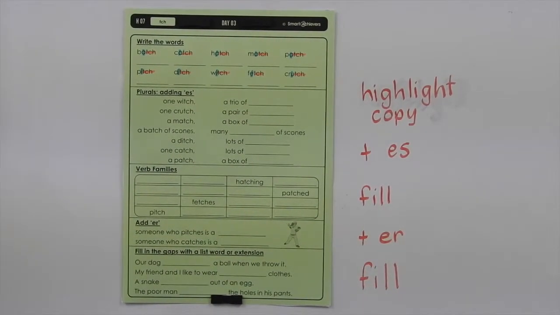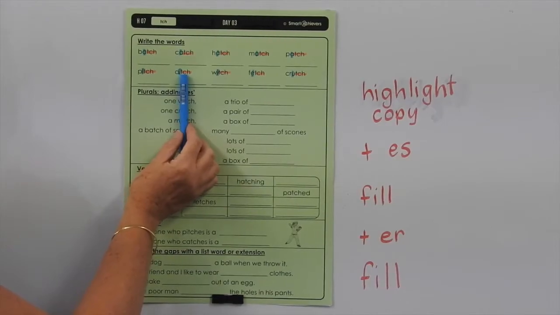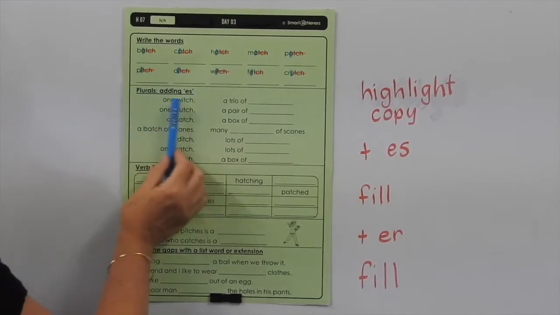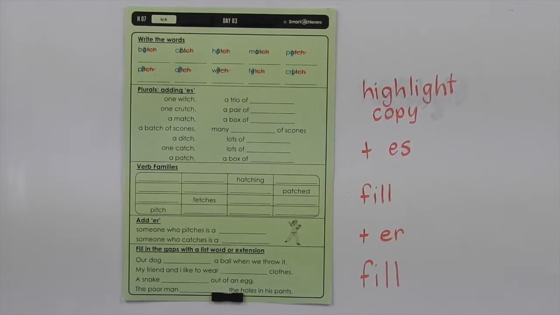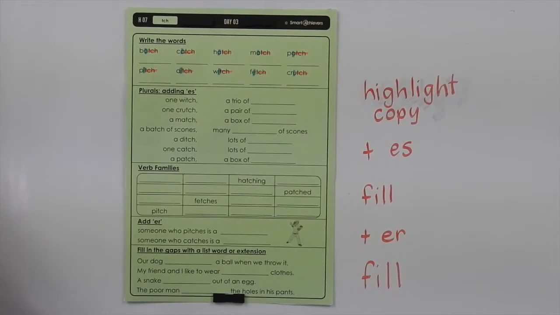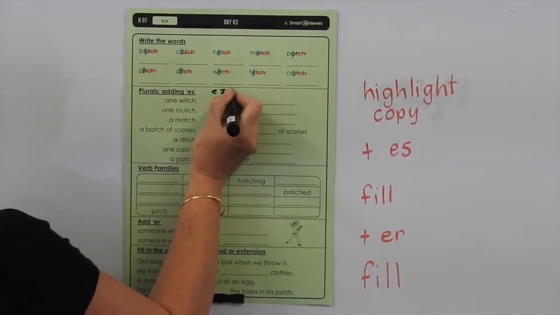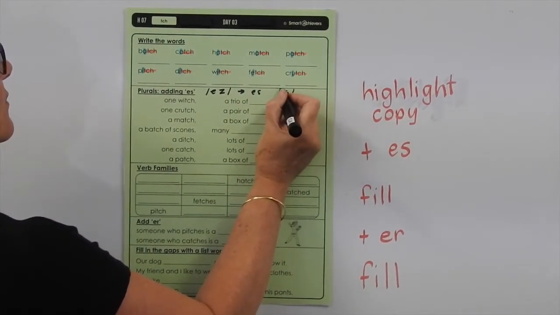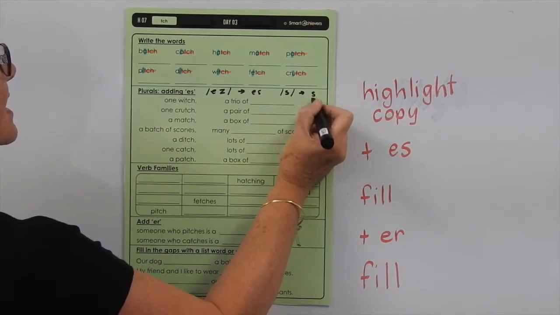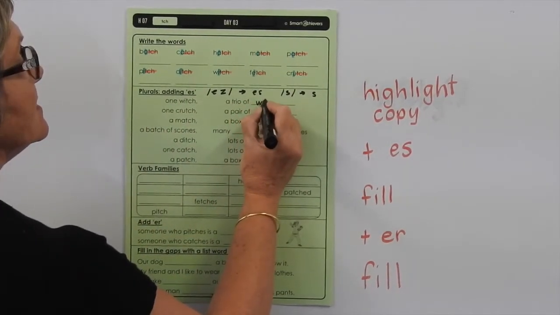Okay, so today in this section, because these words all end with a ch sound, which has a bit of an s in it, we know we're adding es at the end to make them into a plural. If you listen very carefully, you can hear the iz, and you know that when you hear iz at the end of a word, you're going to write es. And when you hear s at the end of a word, you know you're just going to write the s. So let's go. One witch, a trio of witches. So you would be adding the es.